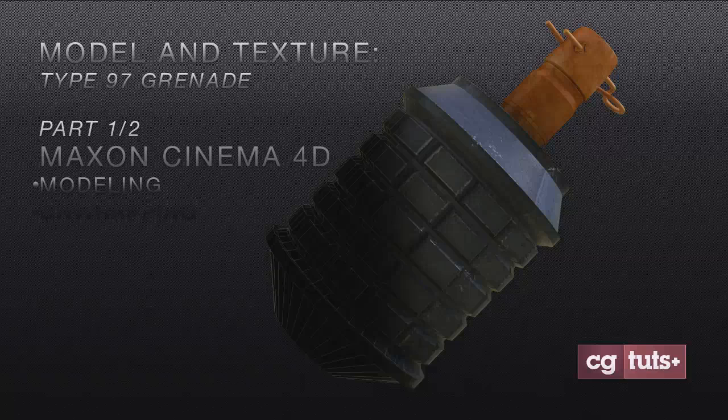This is going to be broken up into two parts, the modeling and unwrapping part and the texturing. This is the modeling and unwrapping. We're going to model a Japanese Type 97 grenade from World War II, and then we're going to unwrap it, and the next video will show how we texture it inside of Photoshop.